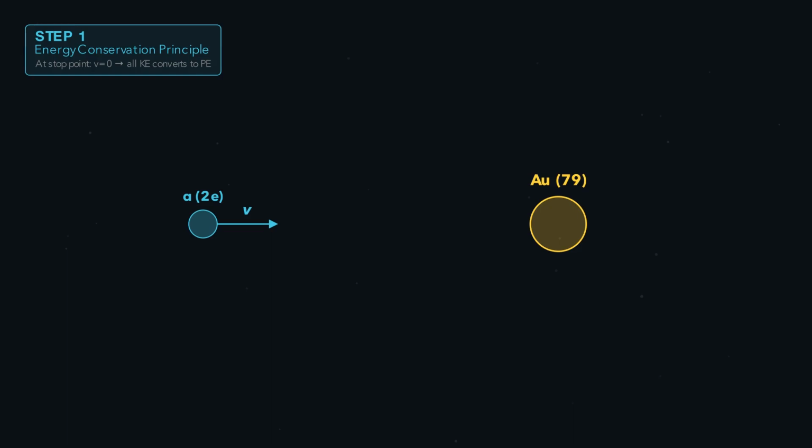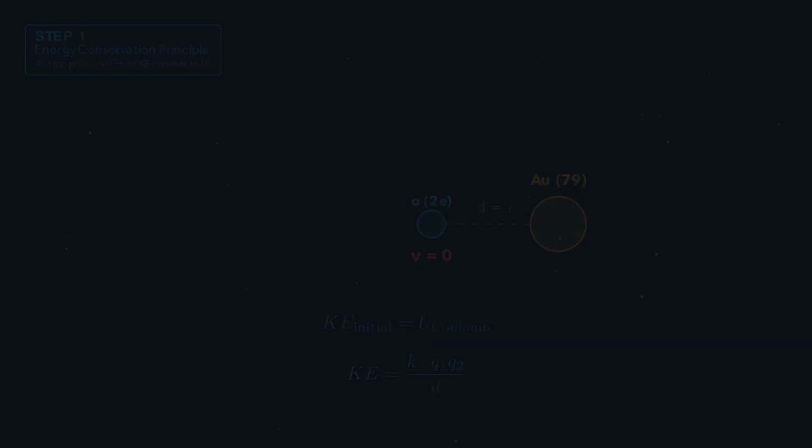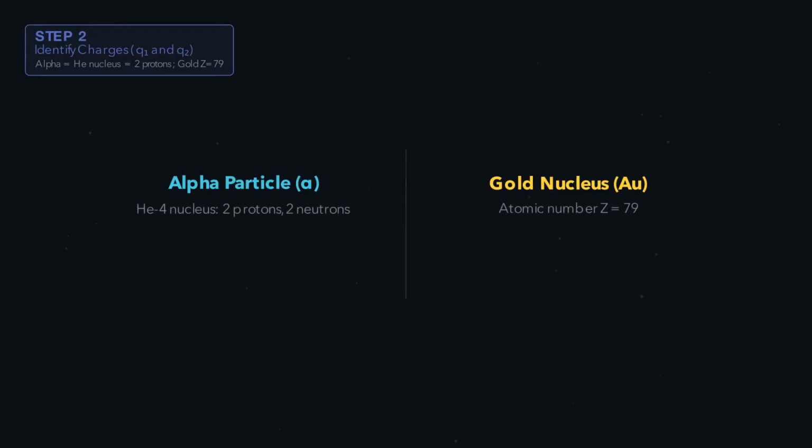Both the alpha particle and gold nucleus carry positive charges, so they repel each other like magnets flipped the wrong way. As the alpha gets closer, this repulsion slows it down. At the closest point, velocity hits 0. That's our key equation. Kinetic energy equals Coulomb potential energy.